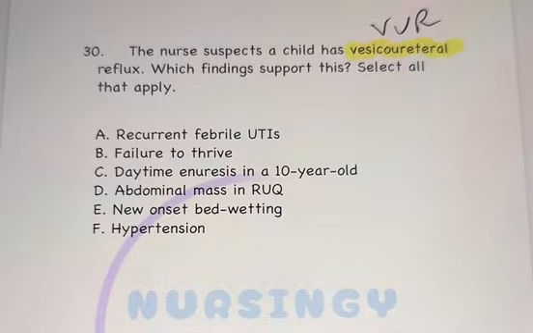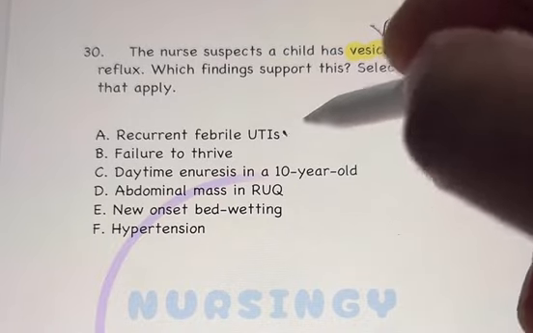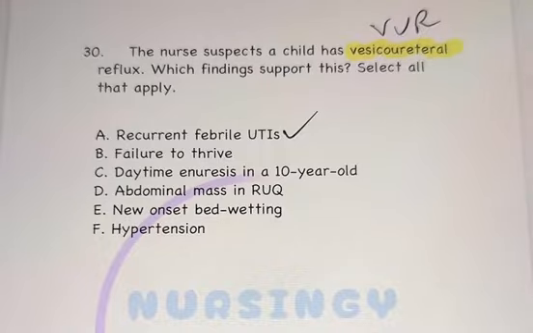Recurrent febrile UTI. What about A? If somebody is having UTIs ongoing and multiple times, this is the classical presentation of VUR. Because then bacteria is going upward towards the kidney due to this reflux. A and E, yes, they both are correct.